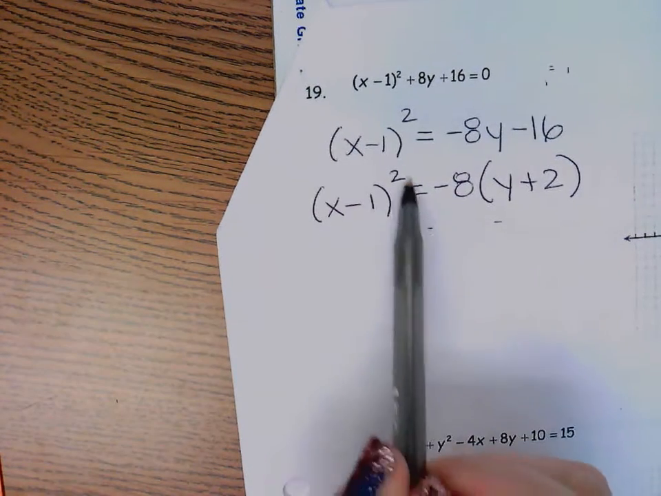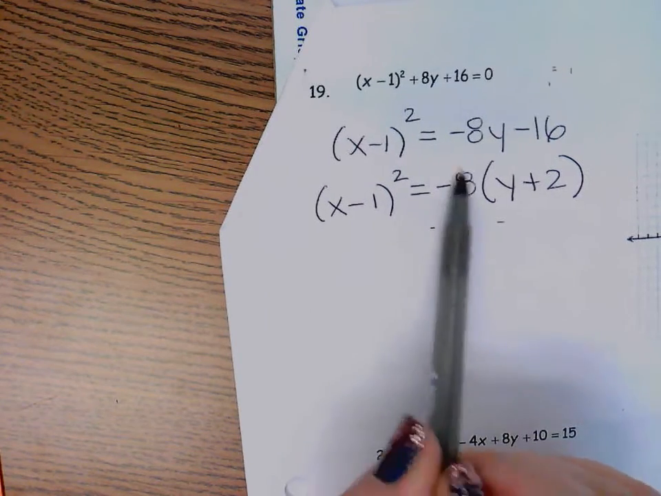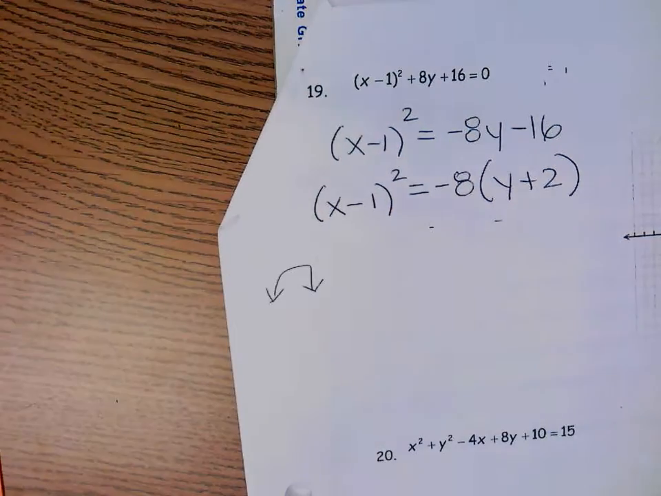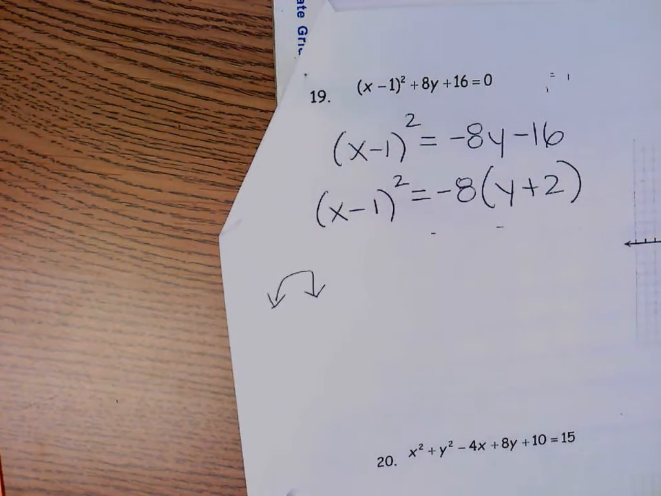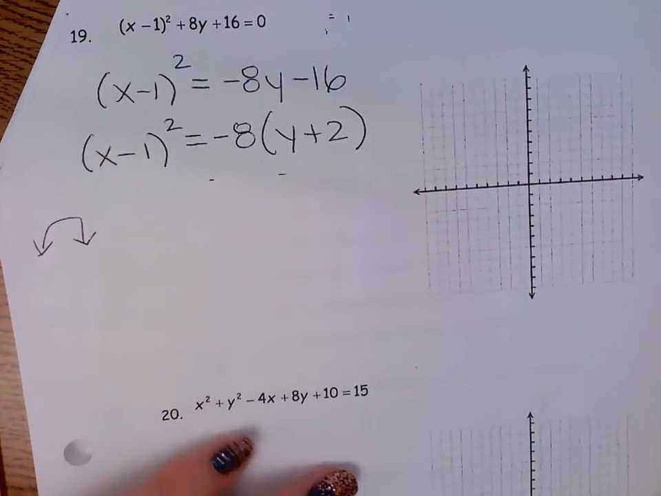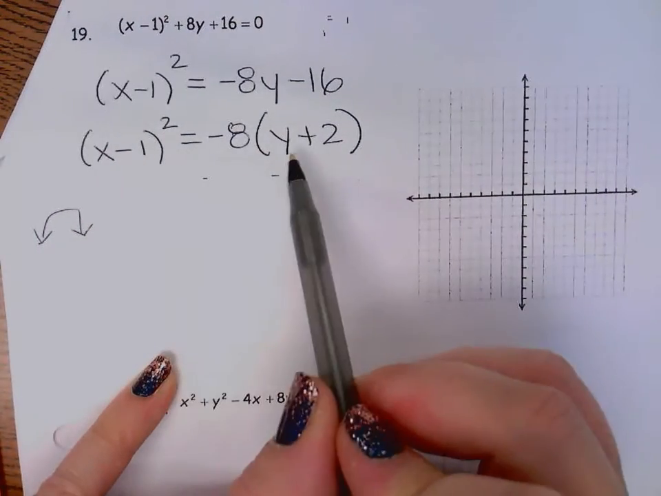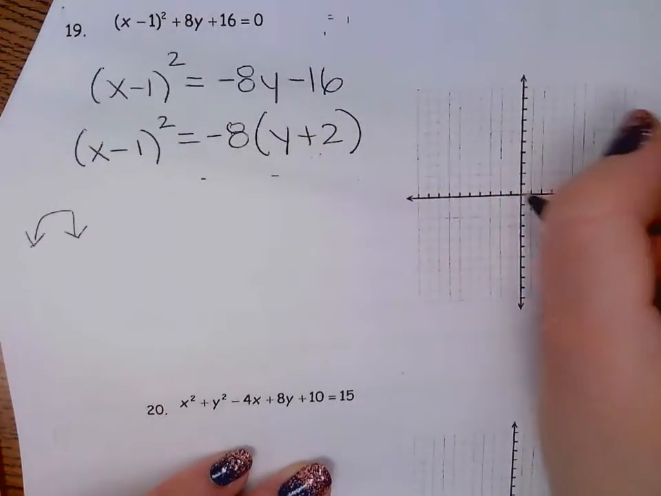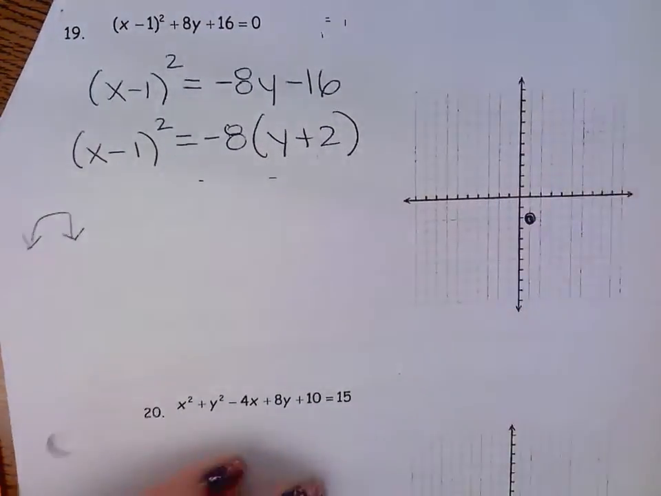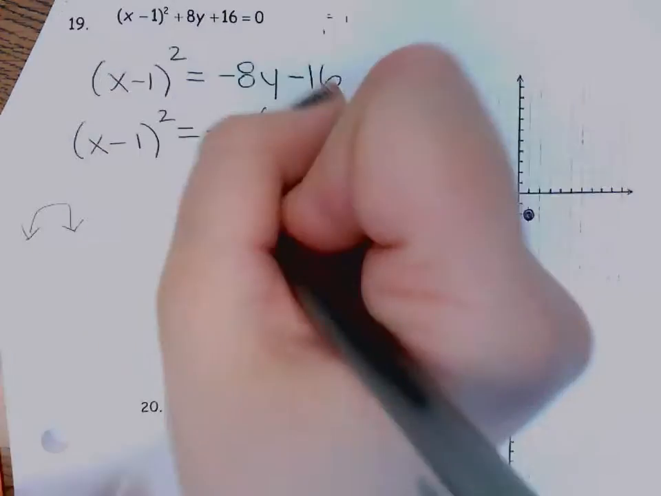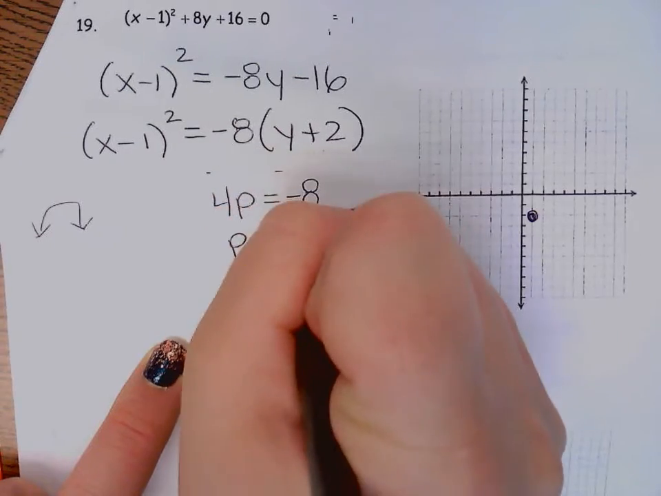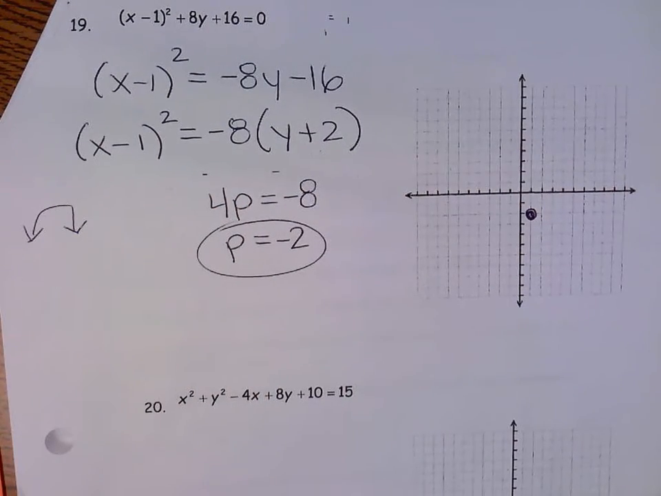X is being squared, and the p-value is going to be negative. So this is actually going to be an upside down parabola. So just thinking ahead, I'm trying to graph an upside down parabola. So I graph my vertex, right 1, down 2. Right 1, down 2 is my vertex. So it's going to open upside down from there. 4p is equal to negative 8. So p by itself is negative 2.